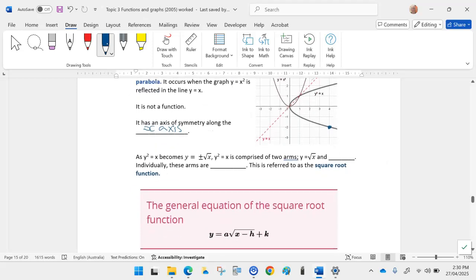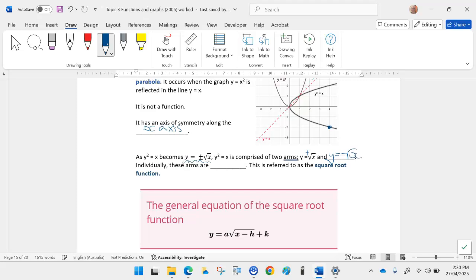Now, going on, y squared is equal to x becomes y is equal to plus or minus the square root of x. If I just find the square root of both sides, the square root of y squared would be y, and the square root of x would be plus or minus the square root of x. Remember. So we would say that y squared is equal to x, like the circle before, is composed of 2 parts or 2 arms. One above the x-axis, which would be y is equal to positive the square root of x, and one below the x-axis, which would be y is equal to negative the square root of x.